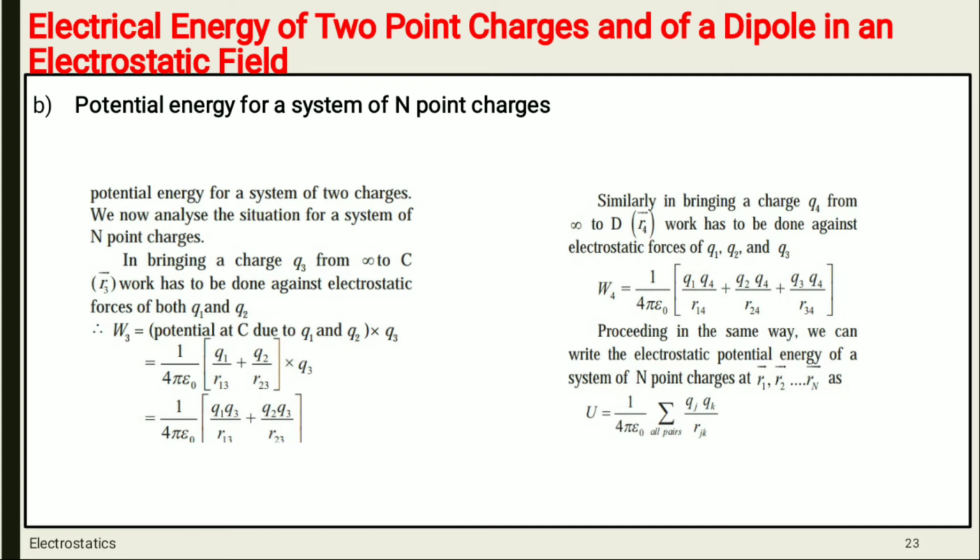Similarly, just as you brought Q3 from infinity to point C, you can bring charge Q4 from infinity to point D. Its position vector from the origin is R4, and the work done will be W4, which is against the electrostatic forces of Q1, Q2 and Q3. So W4 is equal to 1 upon 4 pi epsilon naught, Q1 Q4 divided by R14, the distance between charges Q1 and Q4, plus Q2 Q4 divided by R24, the distance between charges Q2 and Q4, and similarly plus Q3 Q4 divided by R34.